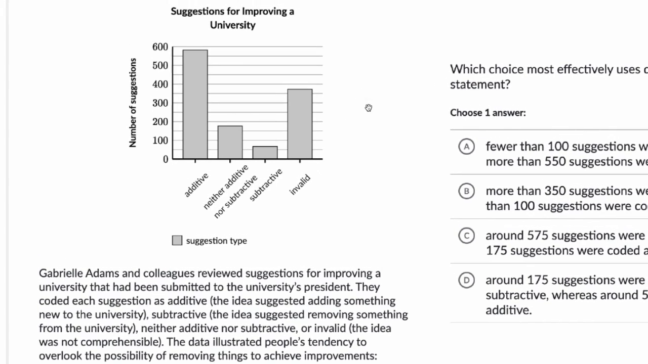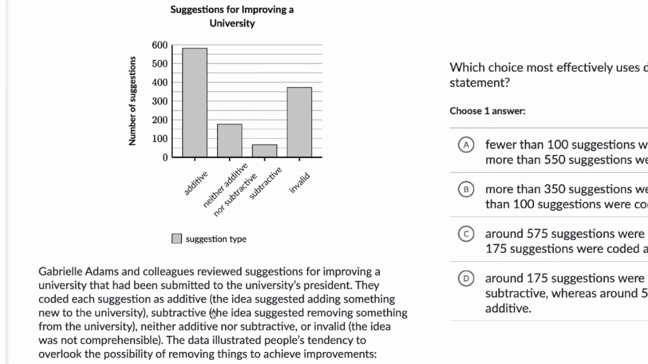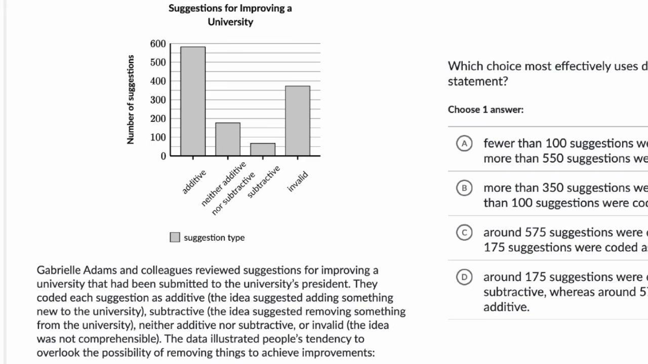And then the last one in this batch, data to complete the statement, something to do with suggestions for improving a university. So researchers reviewed suggestions for improving a university that had been submitted to the university's president. They coded each suggestion as additive, meaning the idea suggested adding something new to the university. Subtractive, the idea suggested removing something from the university. Neither, or invalid. The data illustrated people's tendency to overlook the possibility of removing things to achieve improvements.